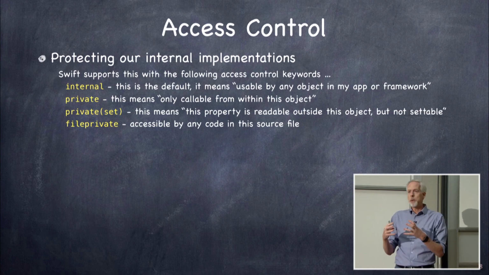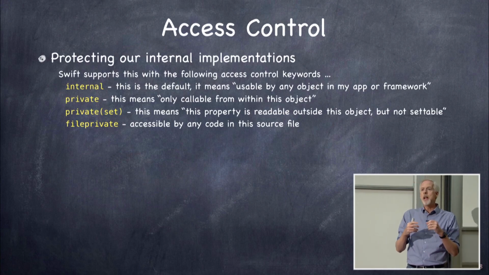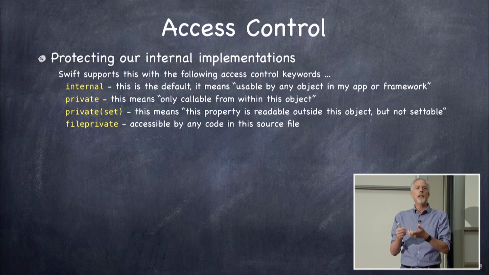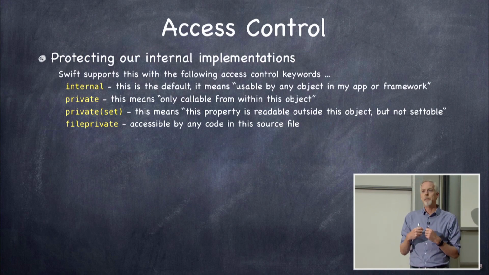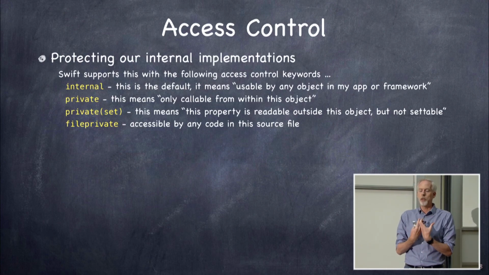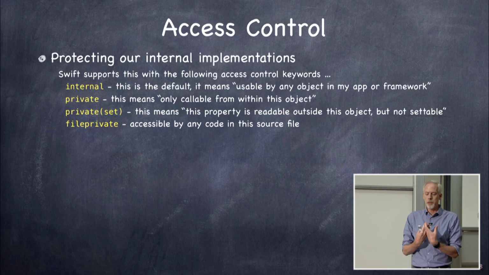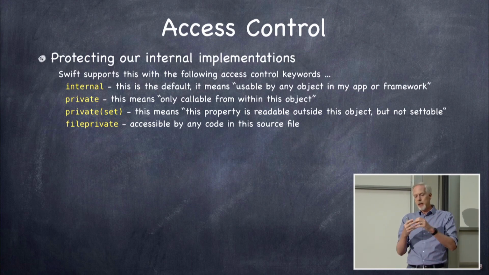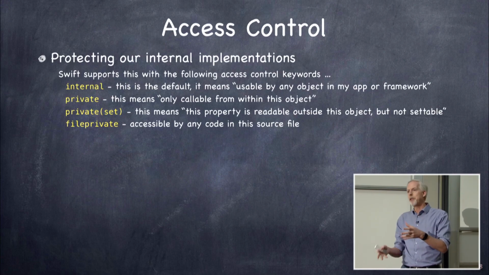Private set is almost exactly the same. It's only for vars. It means that setting this var is private, but getting it is not private. So you allow people to get the var, access it, but they cannot set it. That's your purview. Your internal implementation sets it. We'll see a good example of that in concentration. And then there's file private. In a Swift file, you can have multiple classes and structs in there.